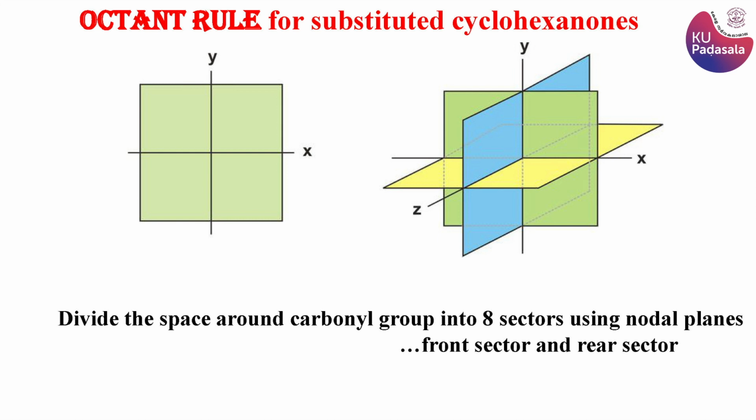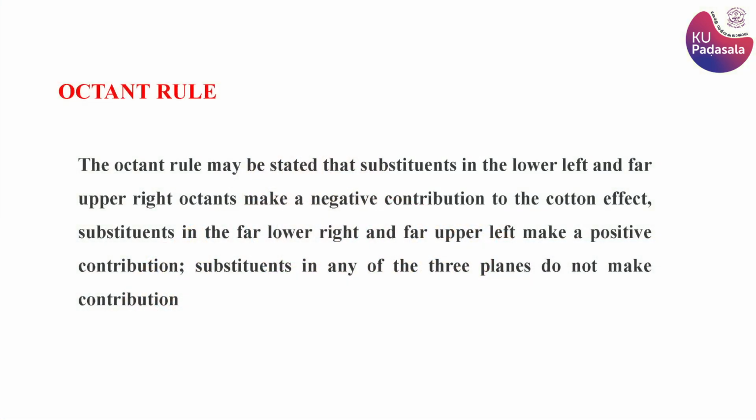In such a situation, we understand that the front sector is not that important to decide the configuration, whereas the rear sector is the important one, because all the substituents and carbons are lying in the rear sector. So now let us come to the statement of the Octant rule. The Octant rule states that substituents in the lower left and upper right make a negative contribution to the Cotton effect, whereas substituents in the lower right and upper left make a positive contribution to the Cotton effect.